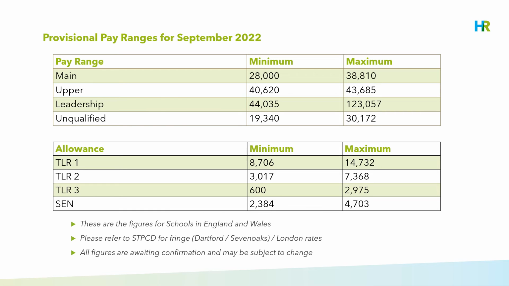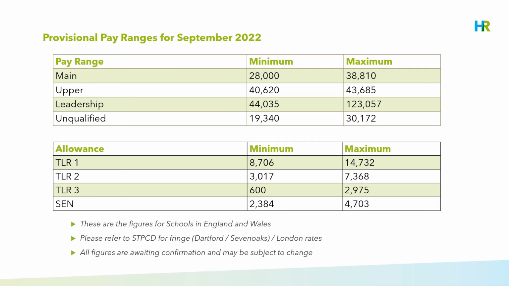On this slide, you can see the proposed minimum and maximum values for each of the pay ranges. It's important to stress these are provisional and may be subject to change before the STPCD is published. These are the values for England and Wales. If you're in a fringe area or your teachers attract London weighting, please refer to the STPCD for the values for these areas. From the 1st of September, it is proposed that the following changes will be applied.